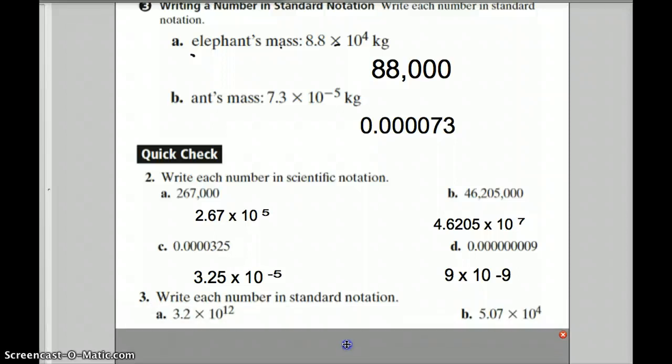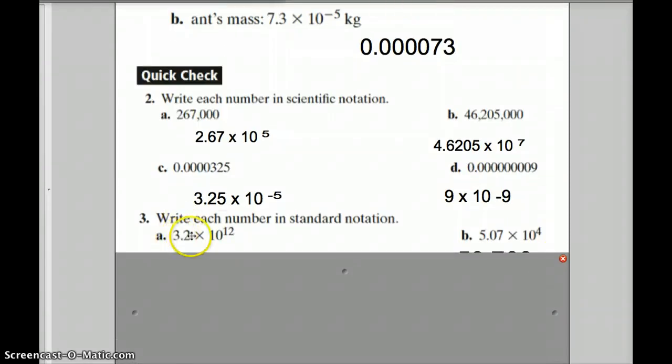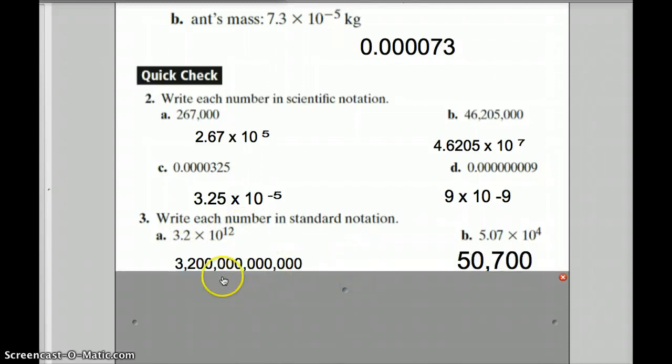Now we're going to be writing some numbers in standard form. 3.2 times 10 to the 12. Okay, remember this is a 1 with 12 zeros. Multiply that by 3.2 and we get, I don't even want to attempt to say that number, but you can check by counting your zeros here. We've got 11 zeros and a 3 and a 2.